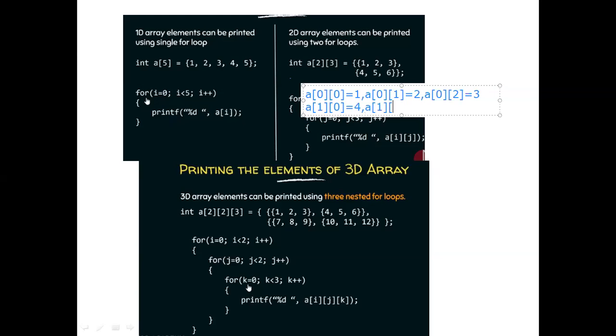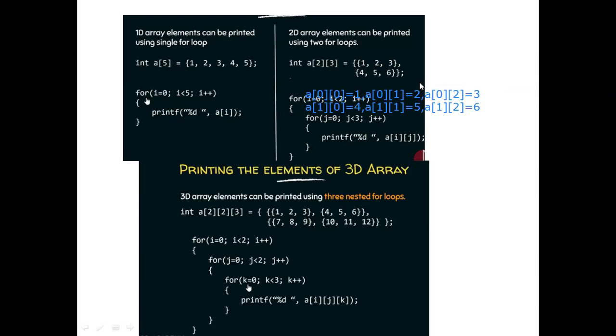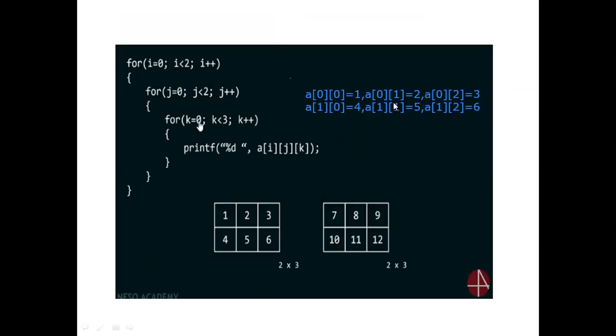A of 1 comma 1 is equal to 5. A of 1 comma 2, in this part the 6 value will be stored. In the previous example, that is this 2-dimensional array, these are the values they will be stored if I write like this. So you can see here.